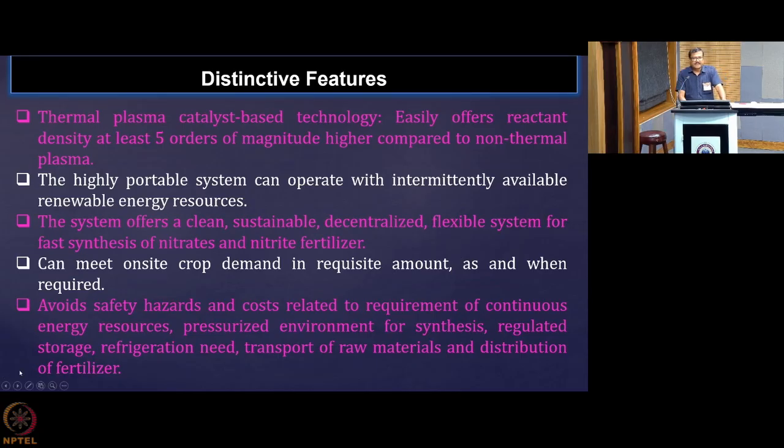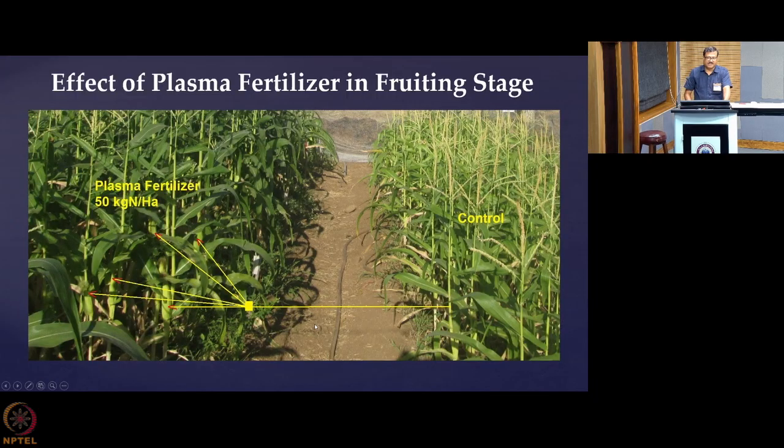The system offers a clean, sustainable, decentralizable, flexible system for fast synthesis of nitrates and nitrites. Can meet on-site crop demand in requisite amount as and when required. It avoids safety hazards and costs related to requirement of continuous energy sources, pressurized environment for synthesis, regulated storage, refrigeration need, transport of raw materials and distribution of fertilizer. So all these are avoided, and that reduces the cost component drastically.